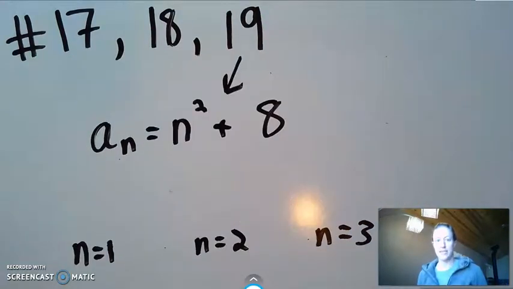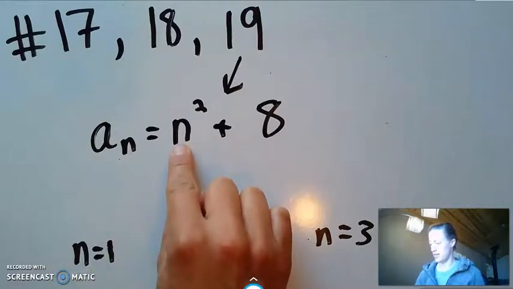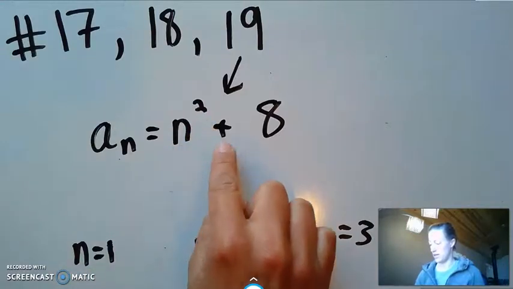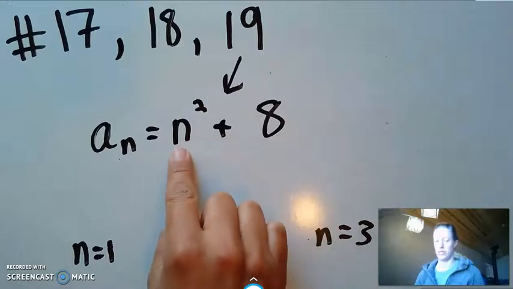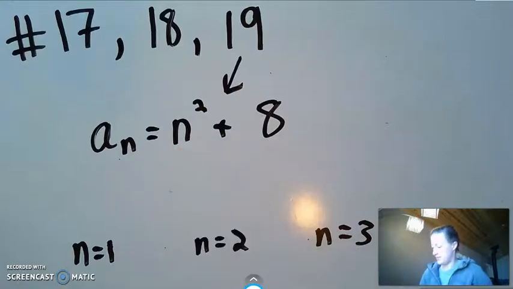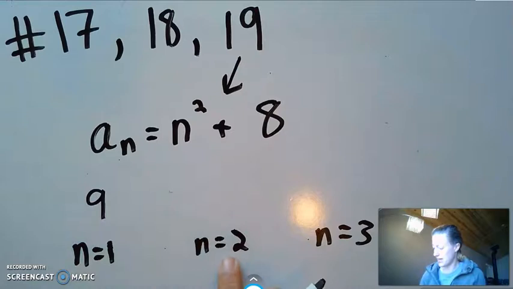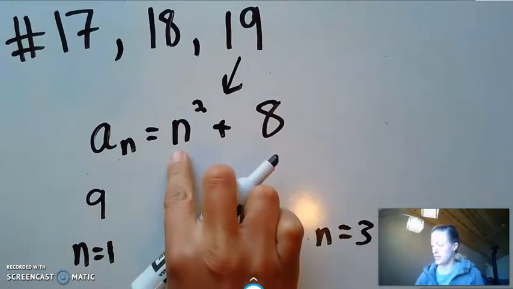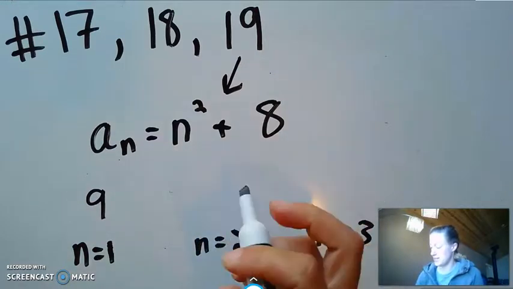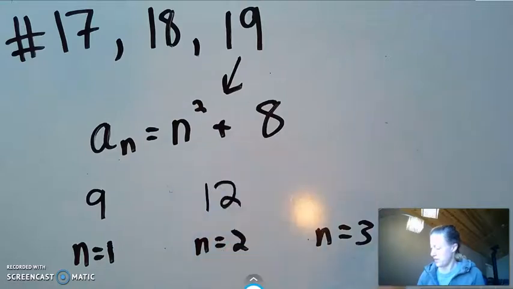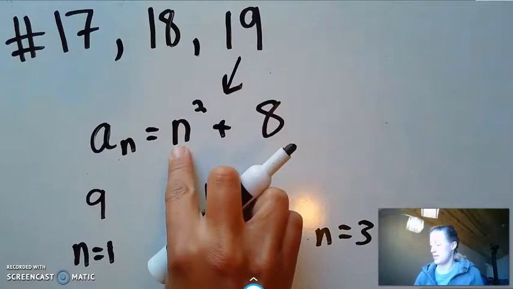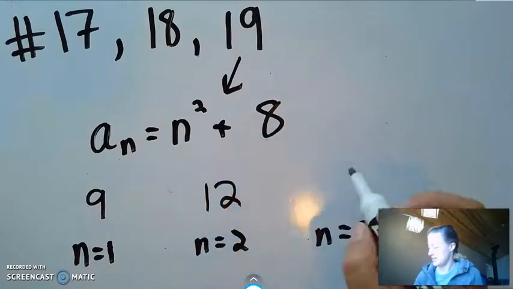Okay, so the last one's number 19. Here's the pattern, so let's see what the first couple terms are. The first term, when n is 1, is going to be 1 squared plus 8. So 1 times 1 is 1, plus 8 is 9. And the second one is 2 squared plus 8. So 2 times 2 is 4, plus 8 is 12. And the last one is when n is 3. So 3 squared is 9, plus 8 is 17.